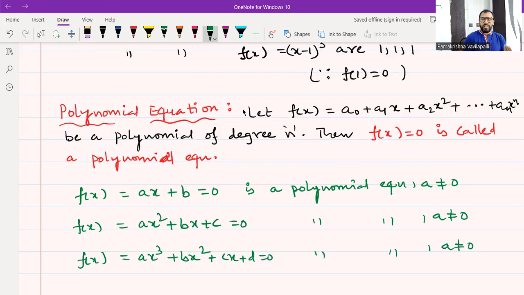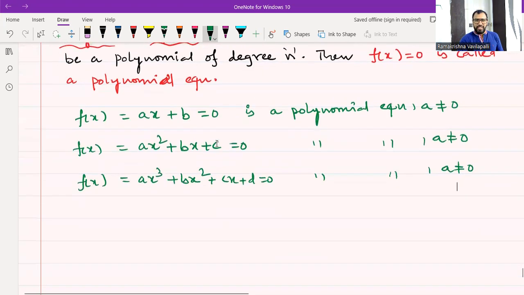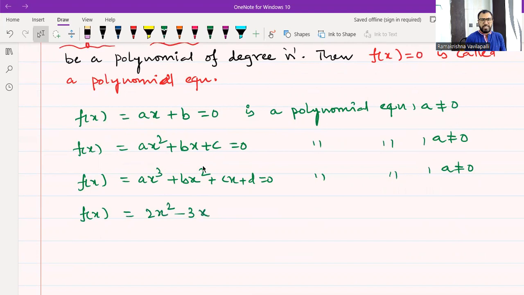So in place of these constants or coefficients a, b, c, d, etc., you can take any real numbers, right? So if you take numerical values, let us take 2x square minus 3x minus 1, right?